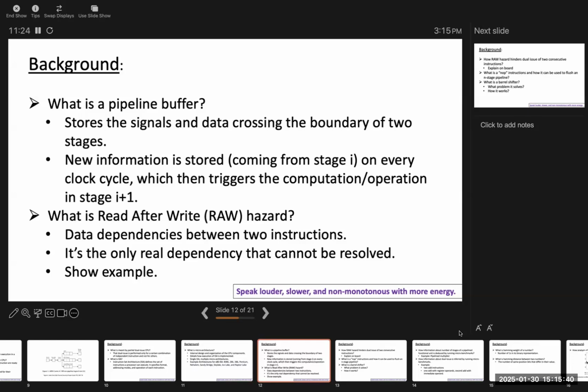Okay, so I talked about these stages: fetch, decode, instruction, execute, memory, write back. Which basically means that data signals need to flow from one stage to the next stage, right? And what is the purpose of having this? Why do we even want a multi-stage pipeline in the first place? Because we want different instructions in different stages of the pipeline at the same time, right?